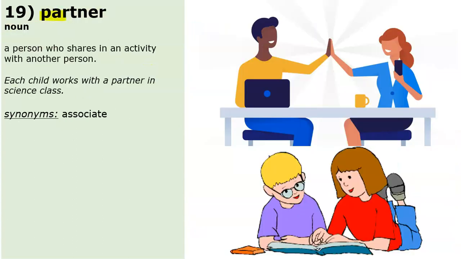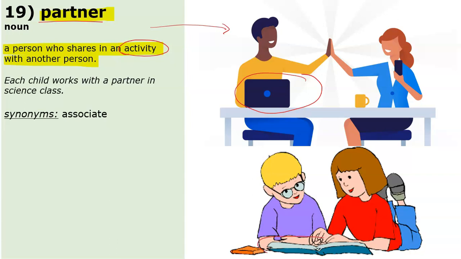Our next word is partner. Partner is a person who shares in an activity with another person. So when you are doing some fun activity, or maybe when you are working, the person who does it with you, that person is called your partner. So here these two people are working together, so we can say they are partners. They are working to finish something together.